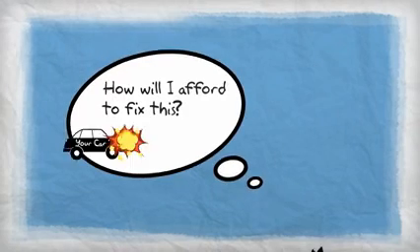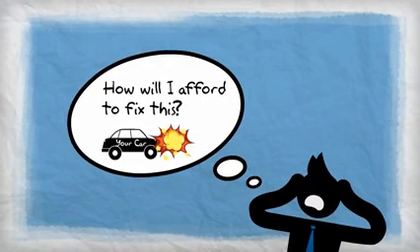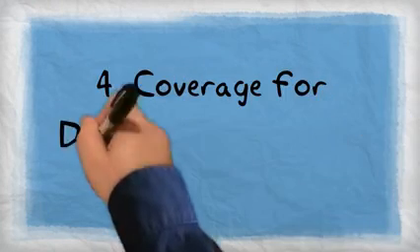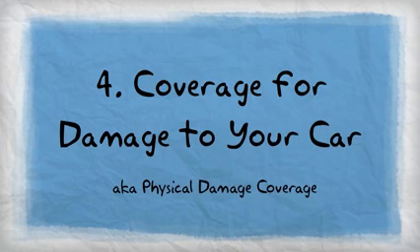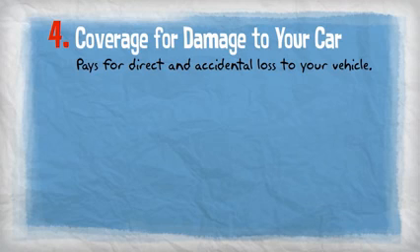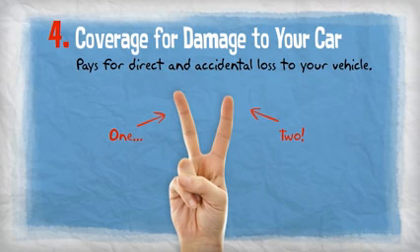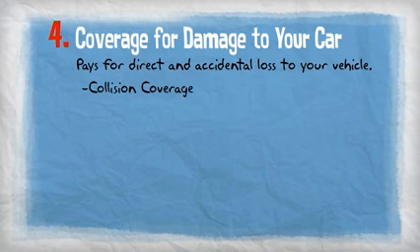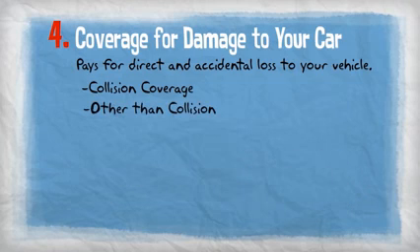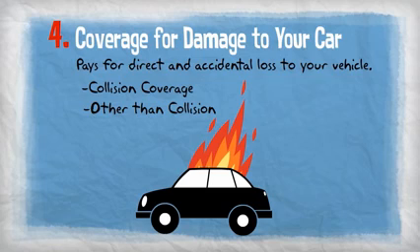By now, you may be wondering how you're going to pay for damages to your own car. That's where the fourth and final part of your auto policy comes into play, coverage for damage to your car, also known as physical damage coverage. It pays for direct and accidental loss to your vehicle. There are 2 parts to physical damage coverage: collision, for when your car impacts another vehicle or object or is upset, and other than collision, which covers almost any other type of direct accidental loss not excluded by your policy.